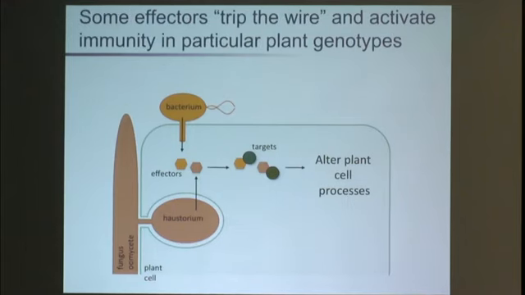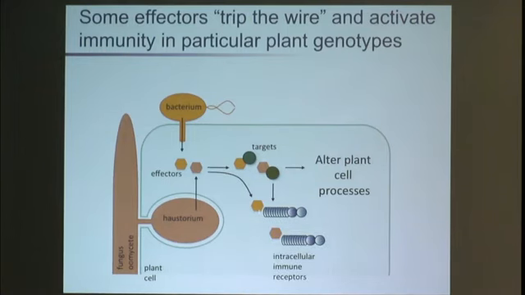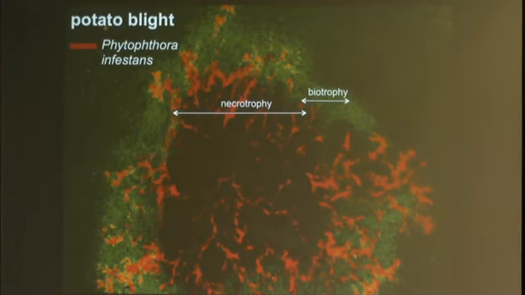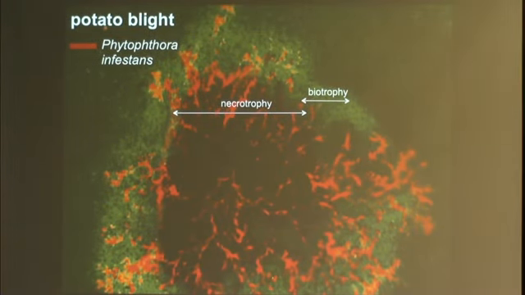The resistance happens when some of these effectors trip the wire, and they are recognized by these resistance genes. They are recognized by these intracellular immune receptors, and this induces cell death, and this we call effector triggered immunity.